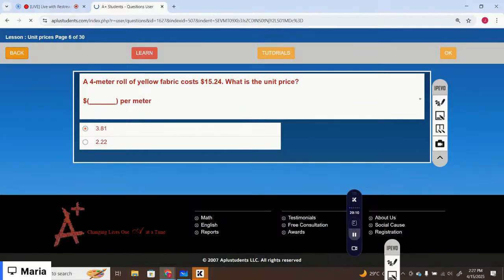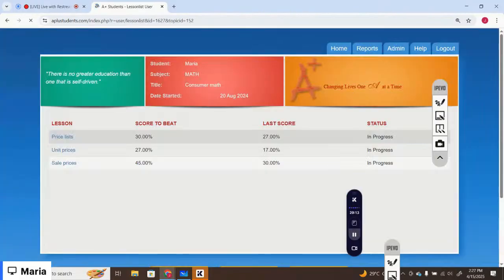Okay, you can complete the lesson by yourself later today. Let's just move on to next lesson. The next lesson is sales price.